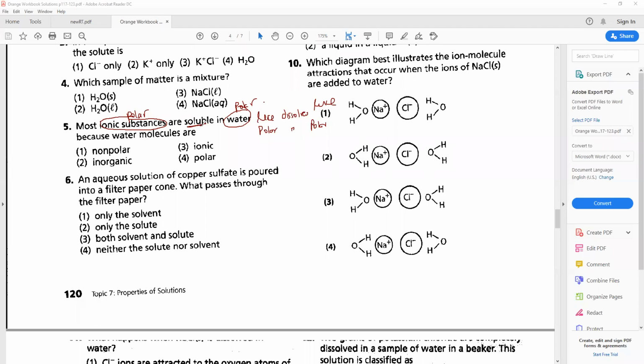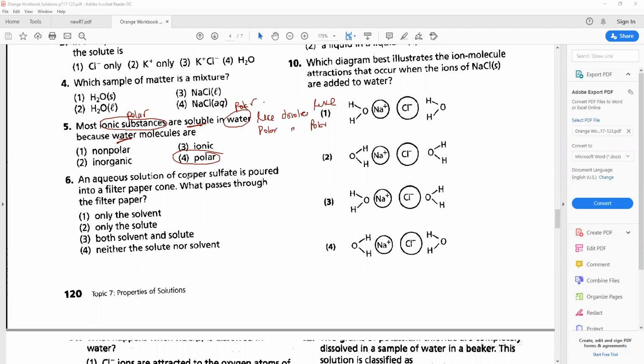If they're soluble, they have to have similar polarity. Therefore, if ionic is polar, we know water, if there is something that you always remember about water, water is a polar molecule. So ionic substances are soluble in water because water molecules are polar.